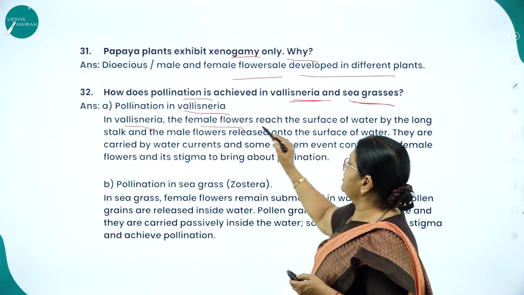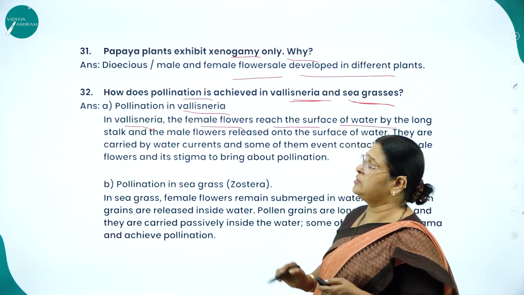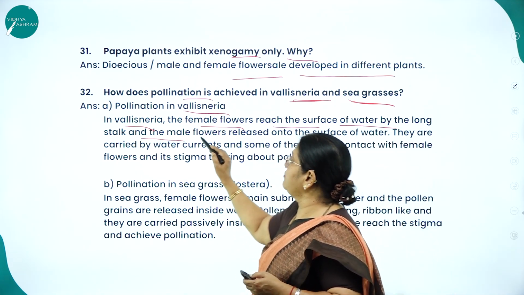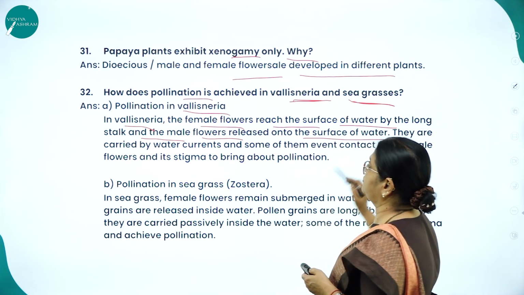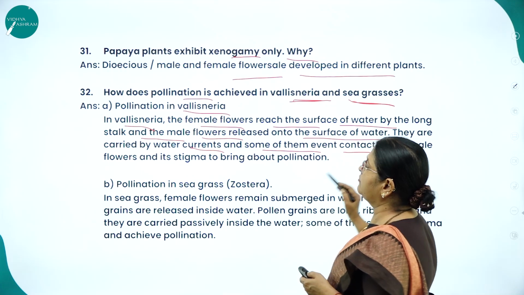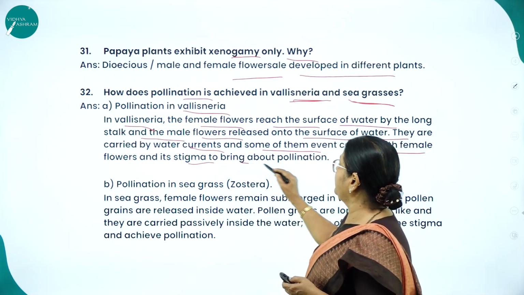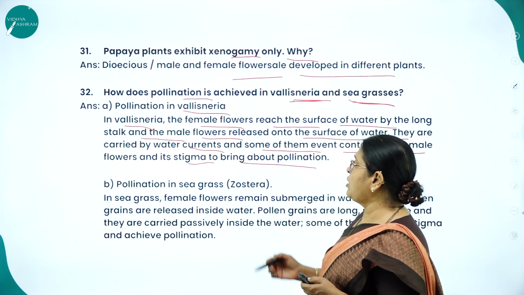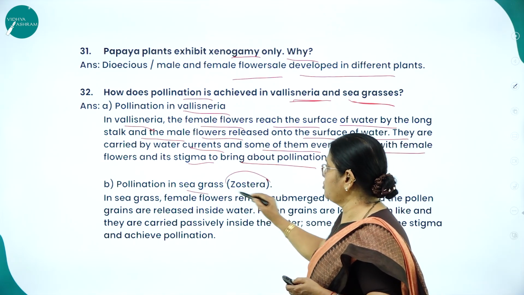In Vallisneria, the female flowers reach the surface of the water by the long stalk and the male flowers are released onto the surface of the water. They are carried by water currents and some of them even come in contact with female flowers and its stigma to bring about pollination. Then how about seagrass, which is also called Zostera?